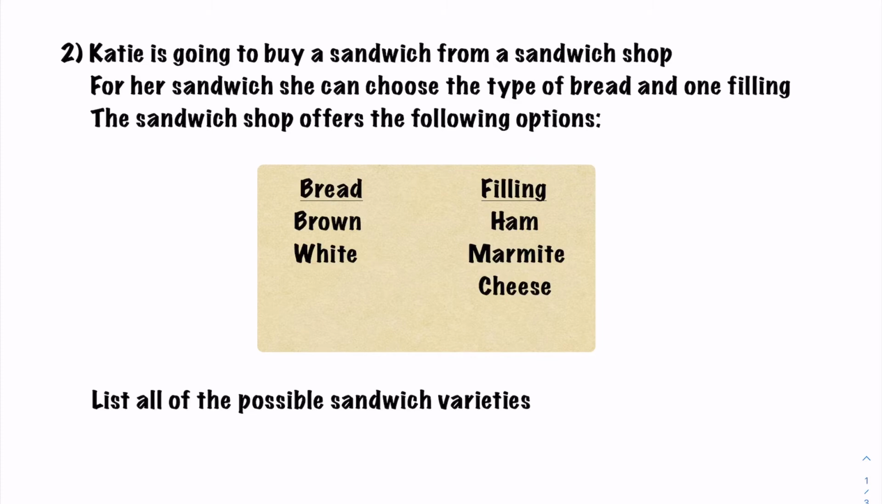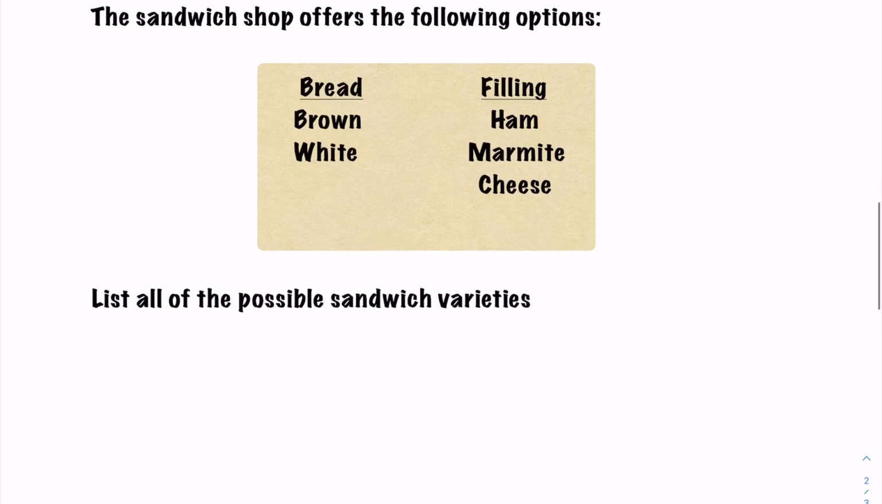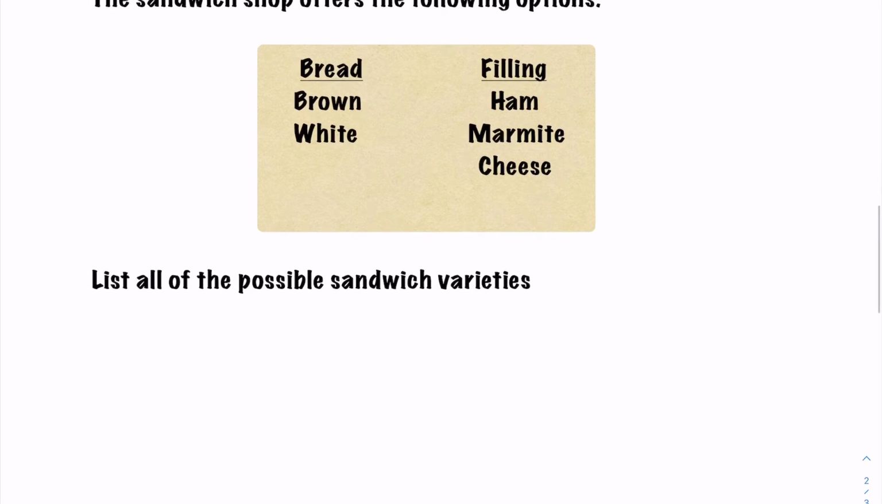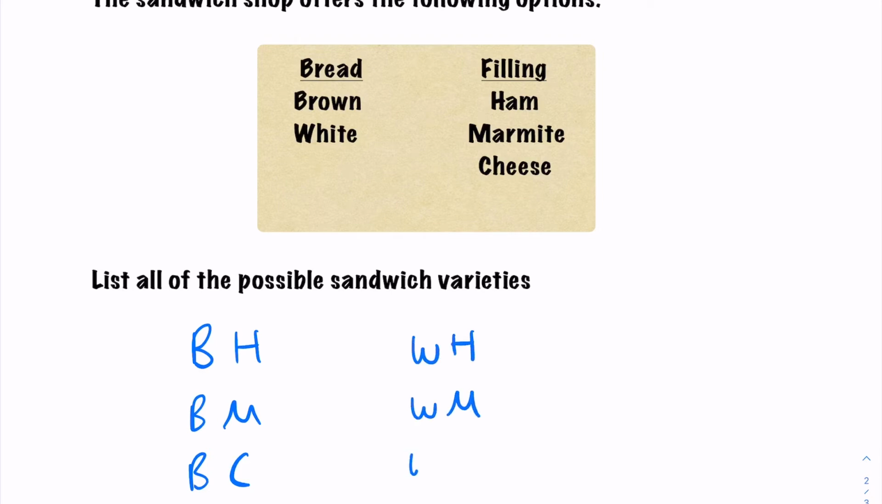So remember, we're picking what type of bread we want and one filling, just one filling. So let's go with brown bread first. We'll just abbreviate that to B. We could choose brown bread with ham, brown bread with marmite and brown with cheese. And moving on to the white bread, we could choose white with ham, white with marmite and white with cheese. And that would be all the possible outcomes.